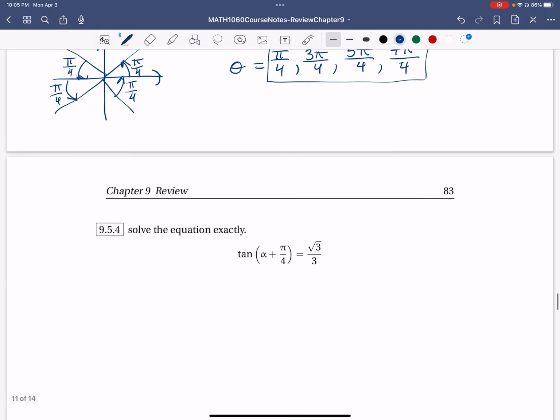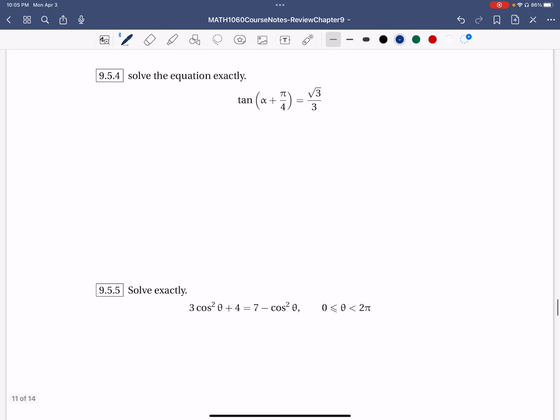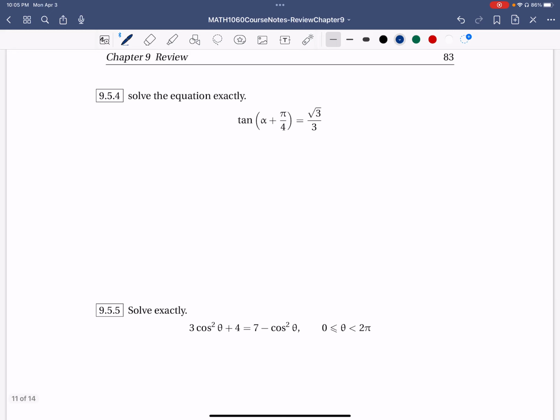Okay, this next one tells us to solve the equation exactly. It doesn't give us an interval, so we'll have to write all possible solutions. And we have tangent of alpha plus pi over 4 equals root 3 over 3. So if you want, you can take this alpha plus pi over 4, write it as beta, and then solve the following. You have tangent of beta equals root 3 over 3.